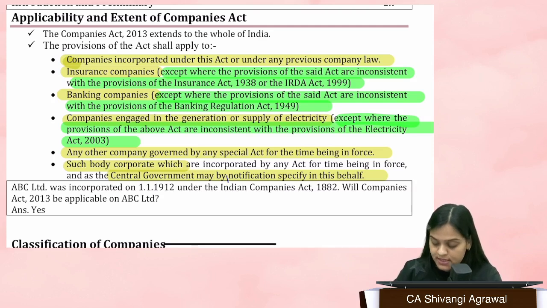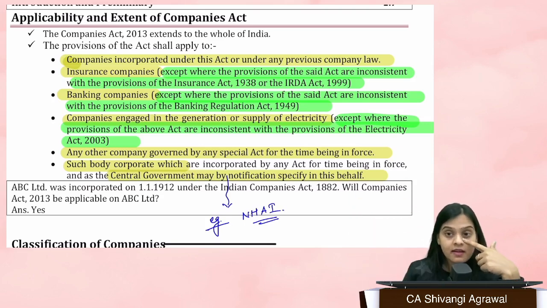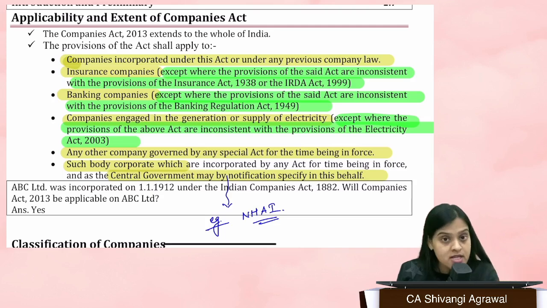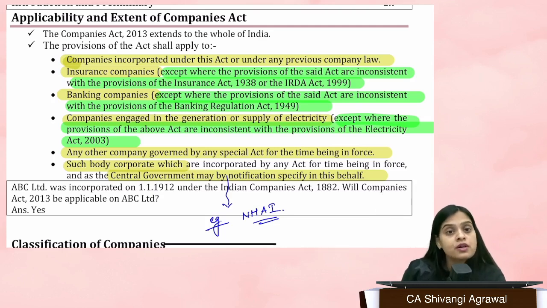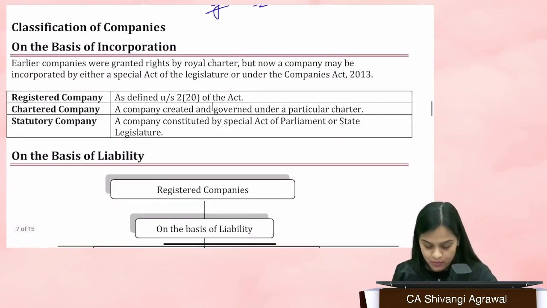If you want to write an example, you can write NHAI, the National Highways Authority of India. That is a body corporate. It is not a company registered under Companies Act 2013 or previous company law. It is a body corporate, but the central government has notified that Companies Act will be applicable on it too. So it is applicable on them too. What is the difference between body corporate and company? Let's check that out.